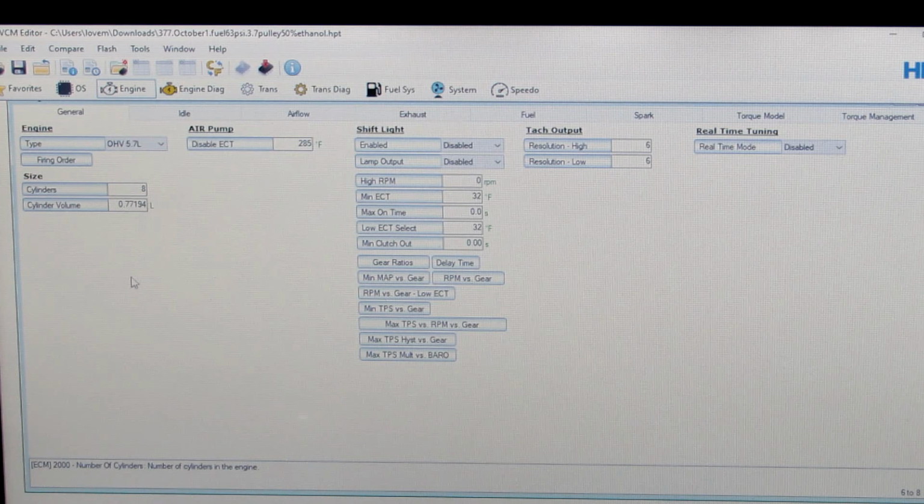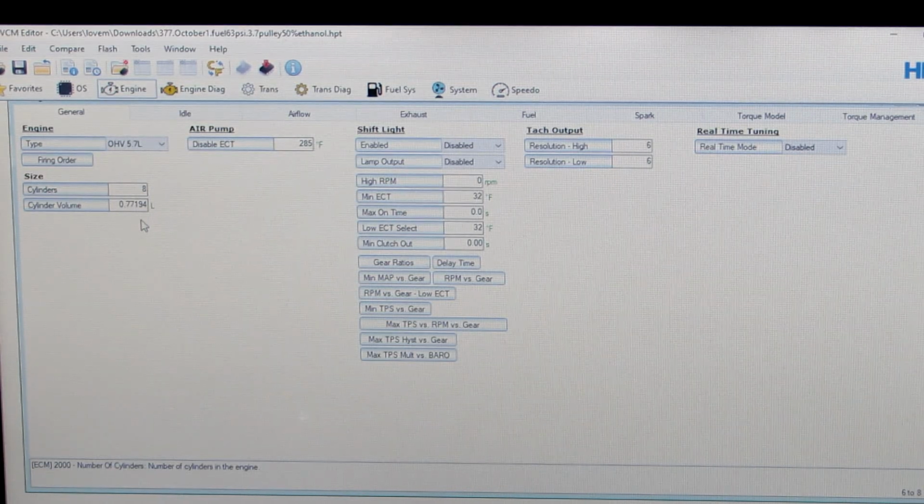So the next thing we want to do is scale our cylinder volume, and this is in liters per cylinder. Basically what we're doing is we're going to trick the computer into thinking the engine's half as big as it is, with half as much fuel flow, with half as much airflow, so that we can run a high horsepower setup without exceeding the limits of the timing table or the mass airflow or the injector flow rate tables.